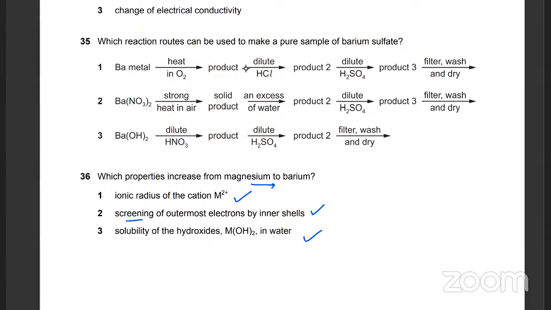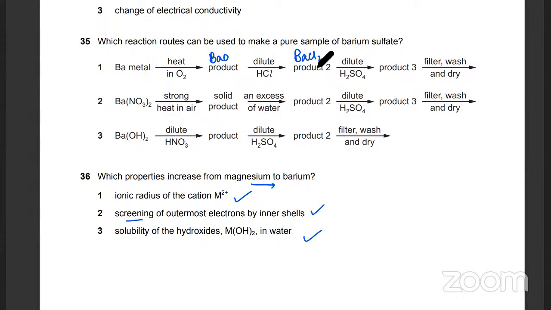So what is produced? Barium oxide. You put barium oxide into dilute hydrochloric acid, you get barium chloride. Then sulfuric acid is added. A precipitate of BaSO4 is going to be formed.